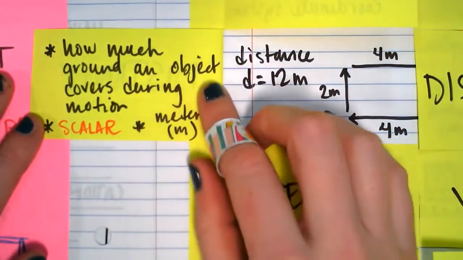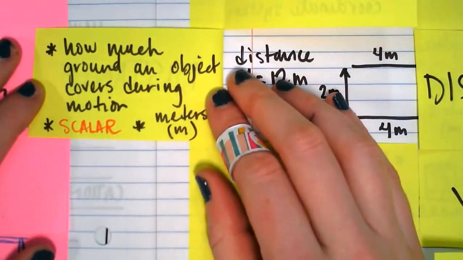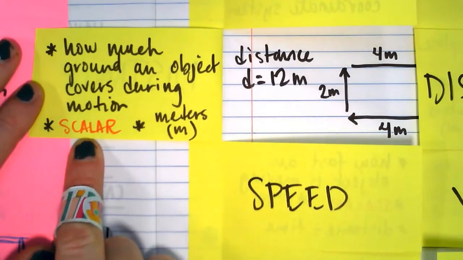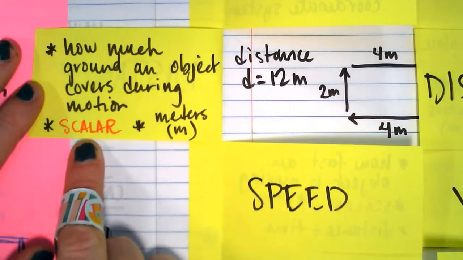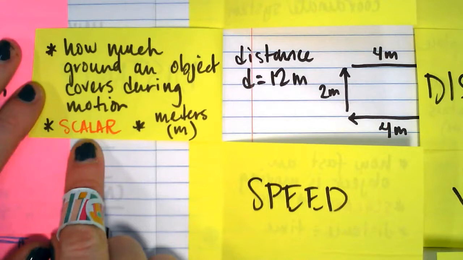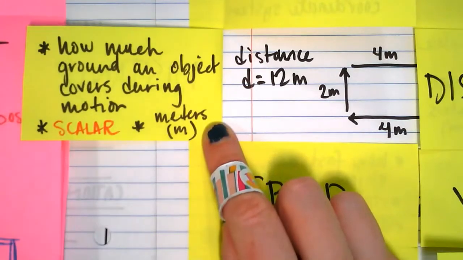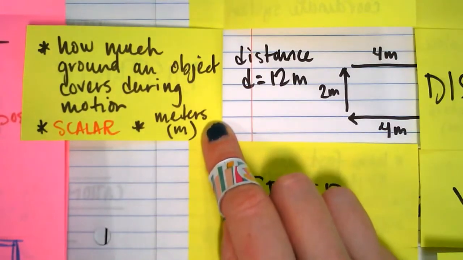Distance is how much ground an object covers during its motion. You're familiar with this term. The additional term here is this is a scalar quantity. The distance an object travels has no connection to what direction it does that traveling in. We measure distance using the metric unit meters, abbreviated with a small m.